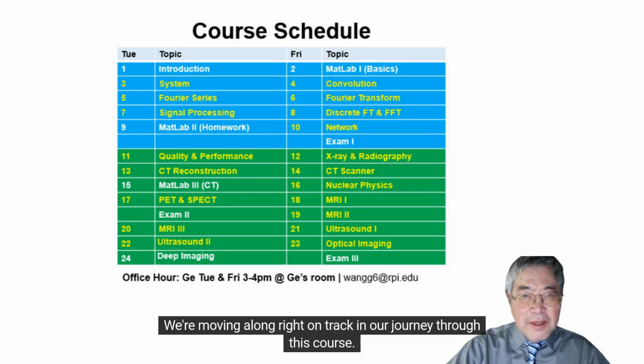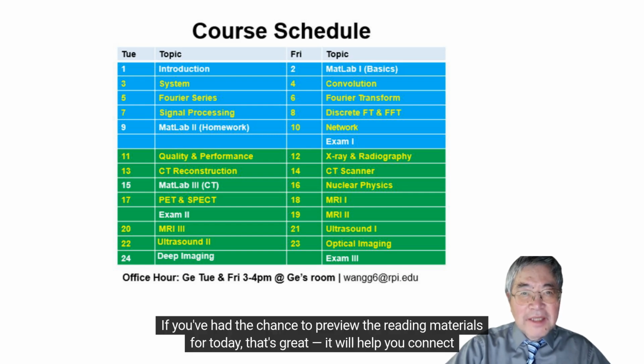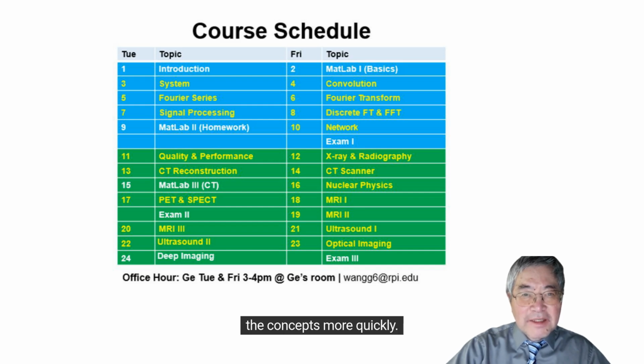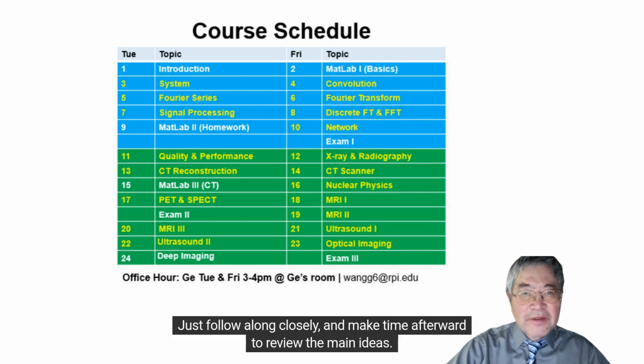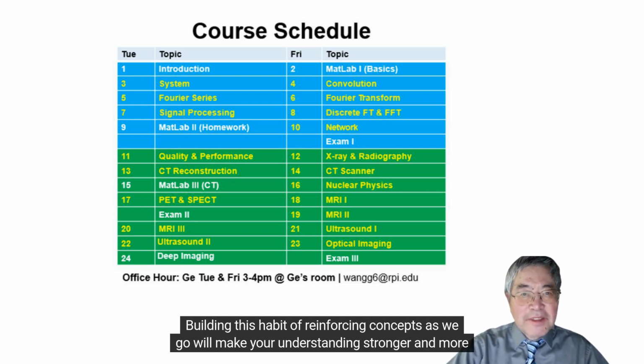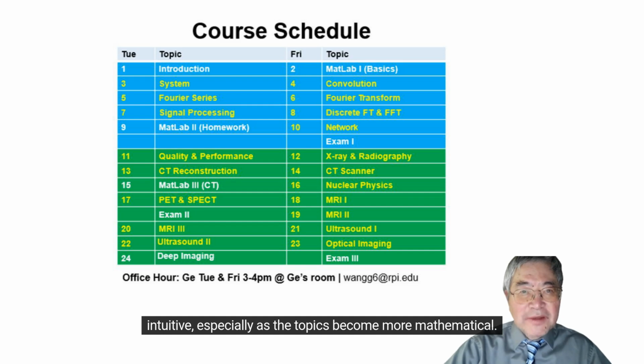We're moving along right on track in our journey through this course. If you've had the chance to preview the reading materials for today, that's great. It will help you connect the concepts more quickly. If not, that's fine too. Just follow along closely and make time afterward to review the main ideas. Building this habit of reinforcing concepts as we go will make your understanding stronger and more intuitive, especially as the topics become more mathematical.